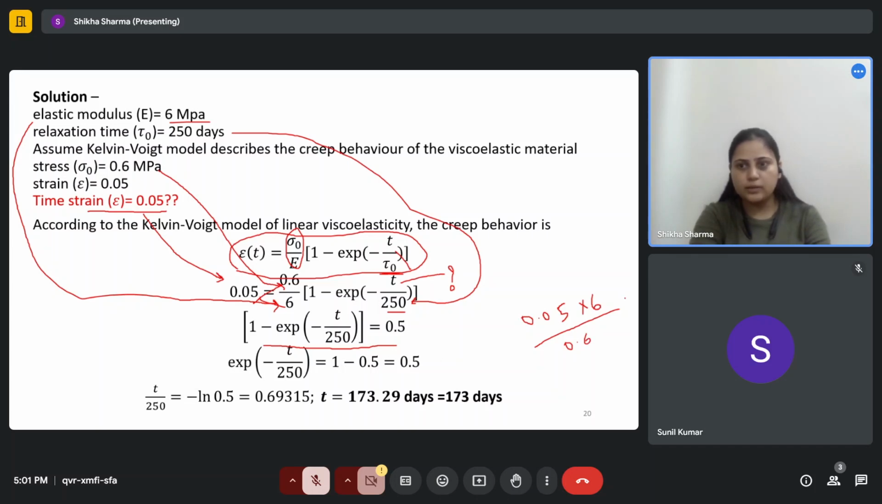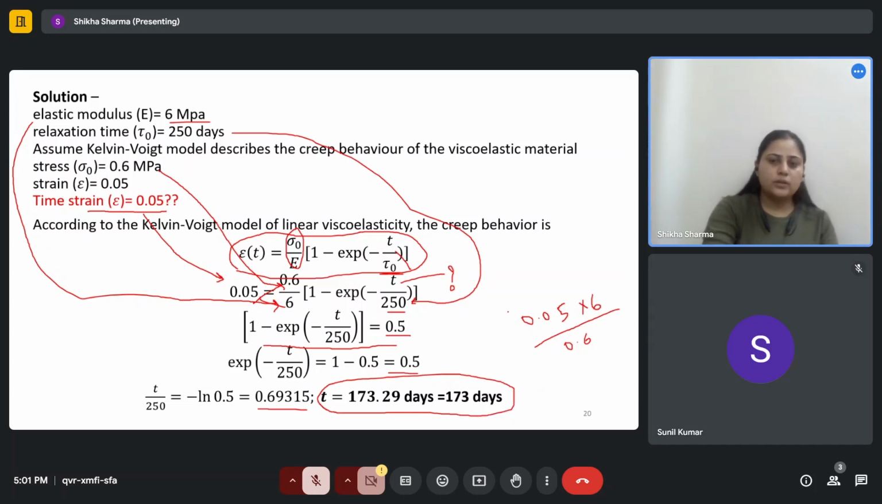So they will cancel and it will give 0.5 here. When we subtract 1 minus 0.5, it will be 0.5 only. So exponential minus t by 250 is equal to 0.5. So t by 250 equals minus ln 0.5, which is nothing but 0.69315. So time will be 0.69315 multiplied by 250, which is close to 173 days. So this we have calculated.